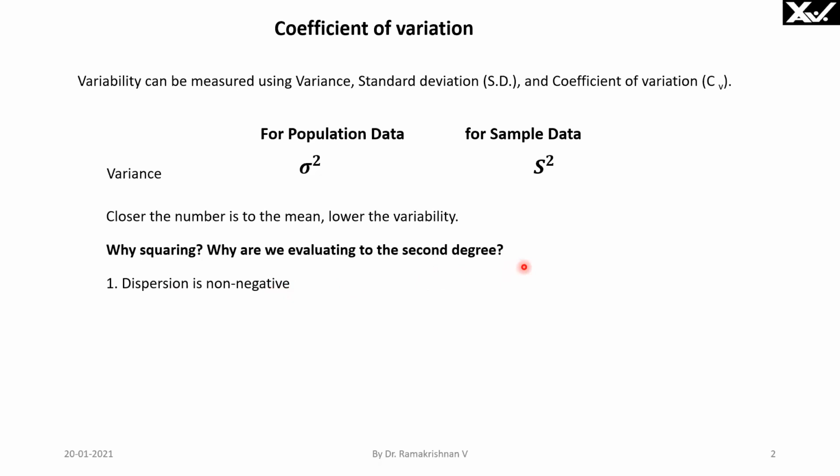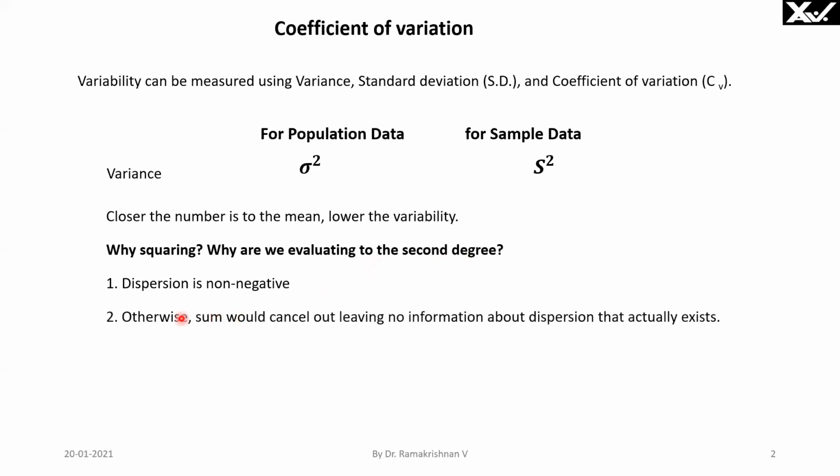Consider the numbers 1, 2, and 3. The mean is 2 because 1 plus 2 plus 3 is 6, 6 by 3 numbers. So 6 by 3 is 2. 1 and 3 are having dispersions of minus 1 and plus 1. But minus 1 is not allowed. Therefore, I am changing it to plus 1 by squaring it. Therefore, we are squaring it, to the second degree, we are evaluating.